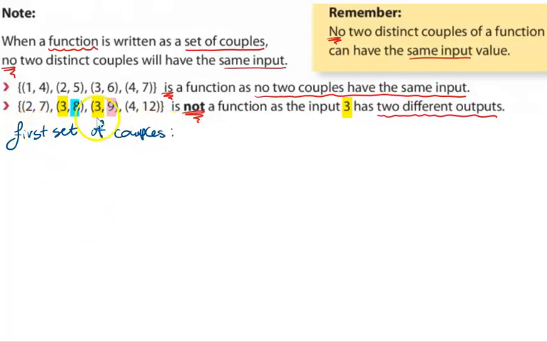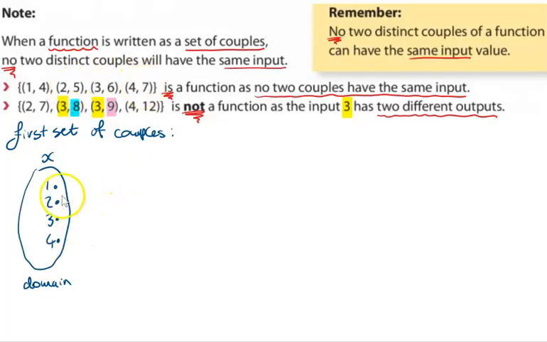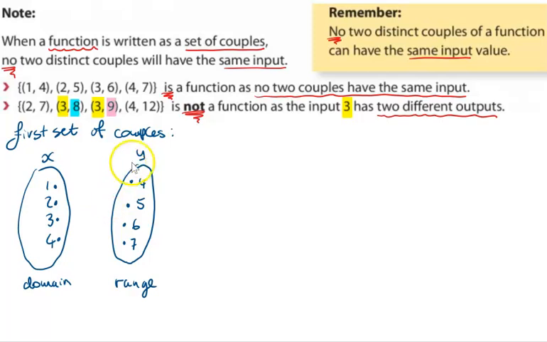So if we go back to our first set of couples, (1, 4), (2, 5), (3, 6), and (4, 7). I'm just taking the first number from each of the couples. So we've got 1, 2, 3, and 4. So these are our x values. This is known as our domain or our inputs. And then I have our y values. So 4, 5, 6, and 7 are our y values, or our range, or our outputs.